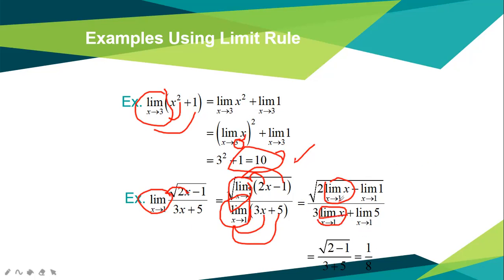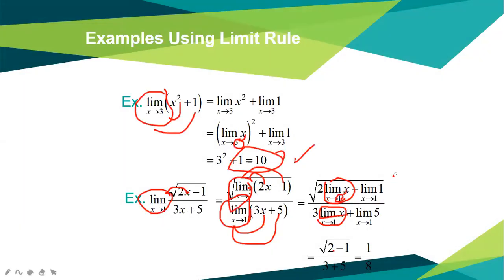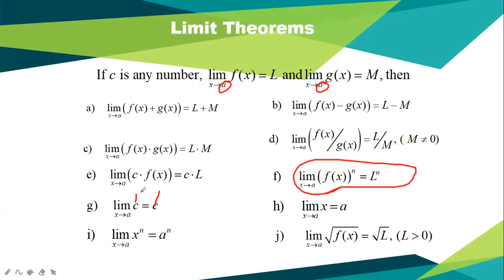So now we have the square root of 2 times the limit of x as x approaches 1, meaning we substitute 1 here. So we have 2 times 1 is 2. Then the limit of 1, we use the constant rule from earlier, so we have 1. Then all over, 3 times the limit of x as x approaches 1, which is 1. So 3 times 1 is 3. Then the limit of 5, the constant rule from earlier. The limit of 5 is a constant, so the answer is still 5.